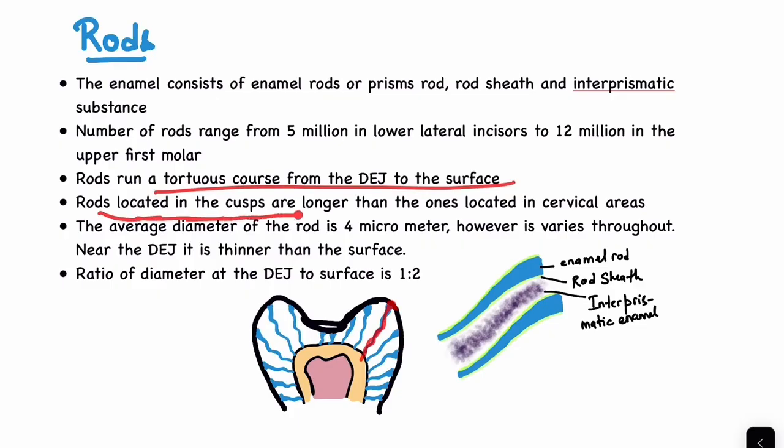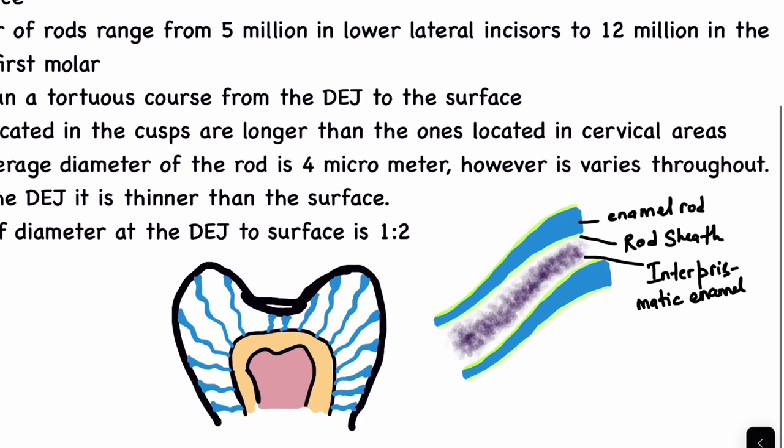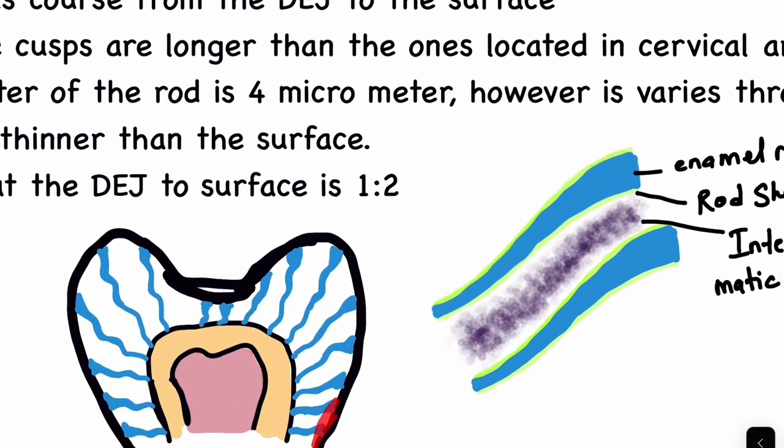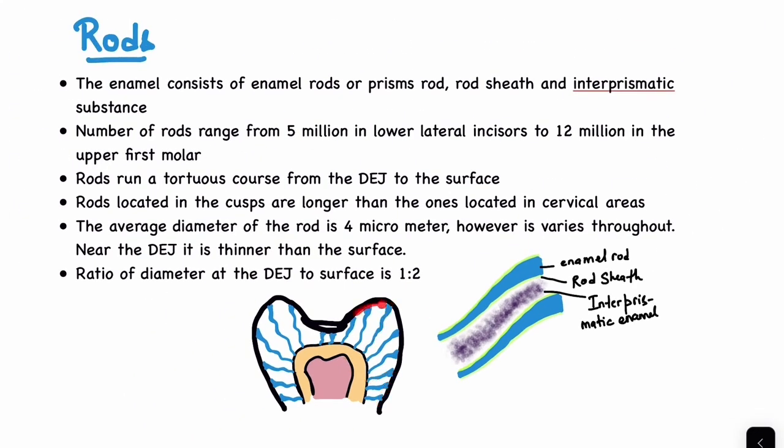Rods located in the cuspal region are longer than the ones located in cervical areas. This is very much common sense: the cervical area is thinner, so the rods over here will be shorter, and the rods in the cuspal region are longer, because the cusps are higher up, so the rods in here will be longer.